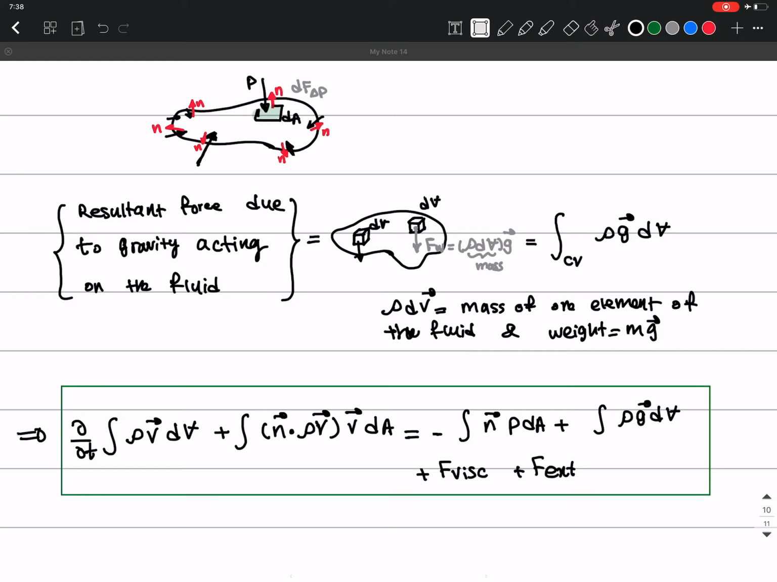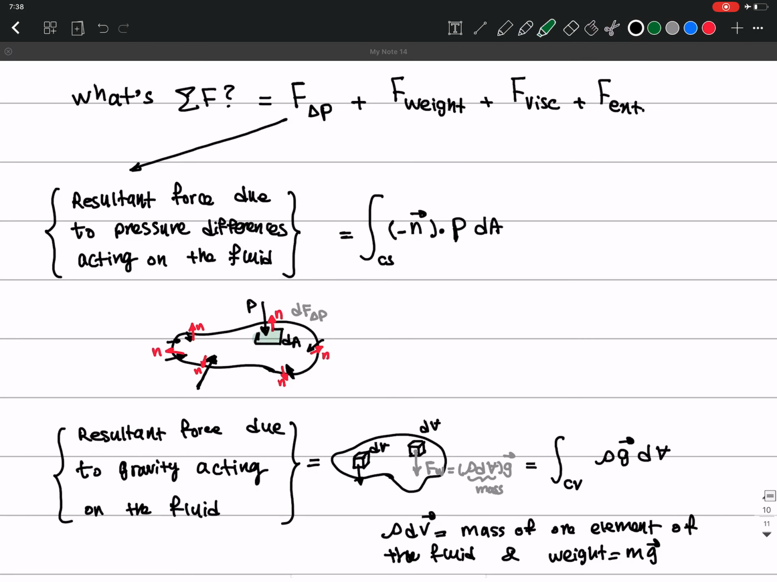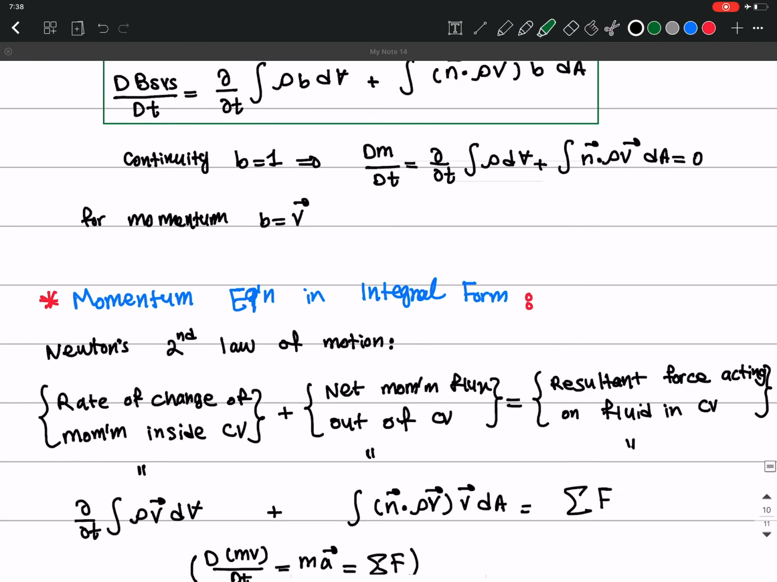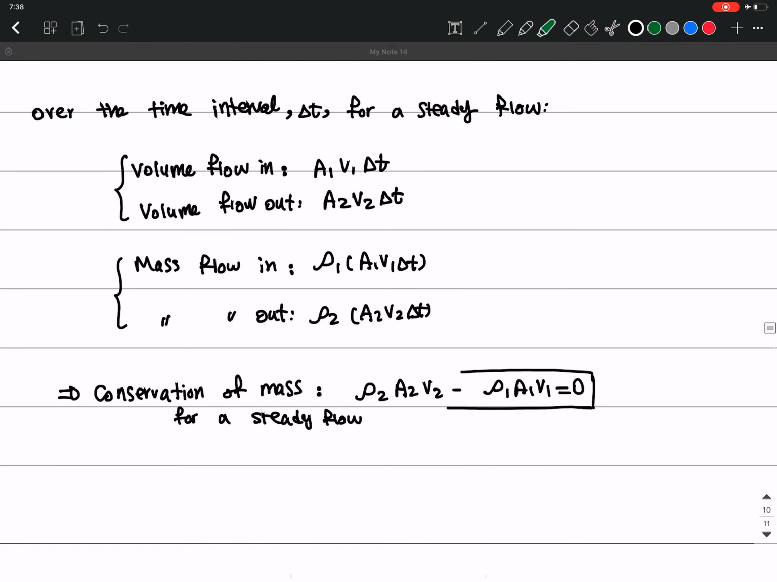Okay, so let me wrap up what we learned today. And in the next lecture, I'm going to solve one example using the continuity and momentum equation in integral form and find, for example, one of the external forces, and then another example to find the drag force exerted on the plate by the fluid. Okay, so let me quickly wrap up what we learned today.